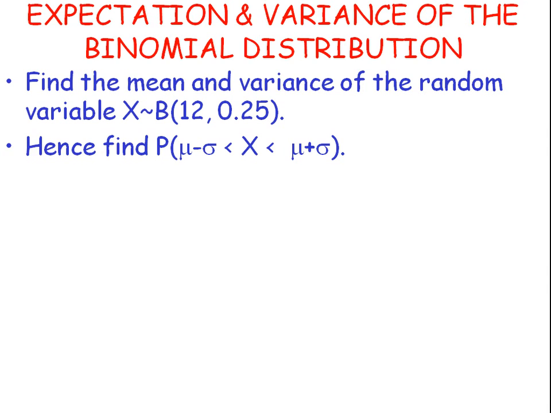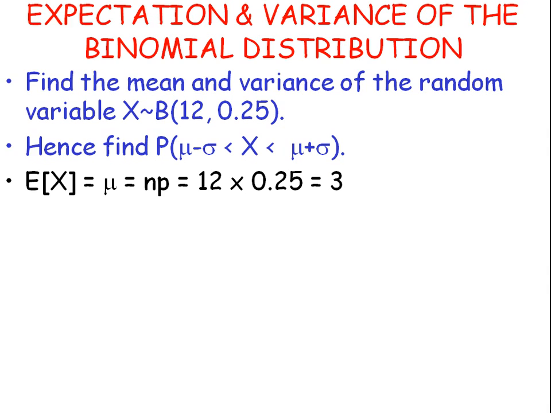But first of all, the expected value of x, because that's what the mean is. If you're asked to find the mean, it's the expected value of x. You can use these terms interchangeably now. The expected value of x, and I've used this symbol here, mu, the Greek letter mu, to represent the mean. Something else that you can do, and it's common notation. For the binomial distribution, we can just say it's n times p. So that is 12 times 0.25. A quarter of 12, that's 3.